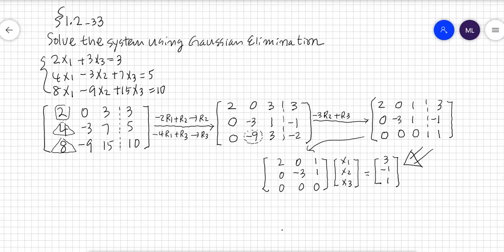Now, if you look at the very last row here, what I mean by that is, okay, the last row is, this is x2 and x3, and what they mean here is this last row is 0 times x1 plus 0 times x2 plus 0 times x3 equal to 1, right? So that's impossible.